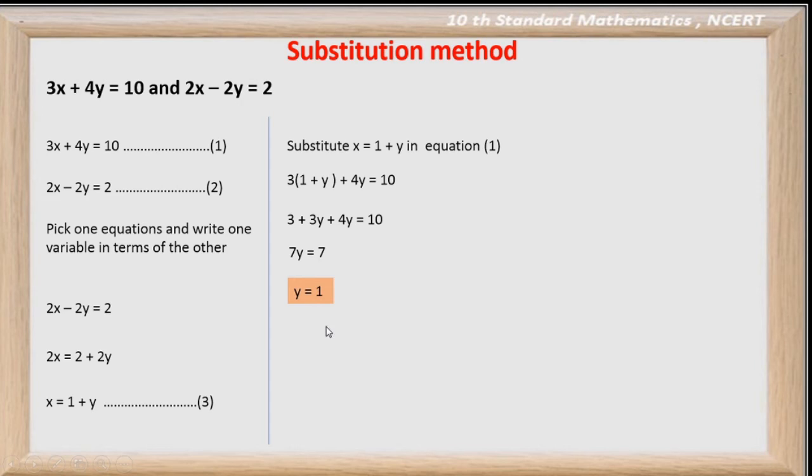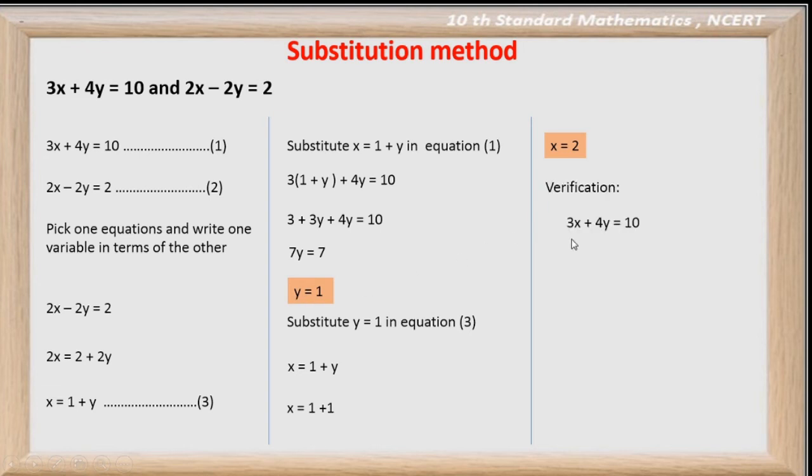Now we can substitute y equal to 1 in any of these equations. See here, equation 3, I am substituting y equal to 1. This is equation 3, x equal to 1 plus y. In this y's place, we can give the value 1. So 1 plus 1. The y value is what? See here, y value is 1. So x equal to 1 plus 1. So we will get x equal to 2. Now in this equation, y equal to 1 and x equal to 2.